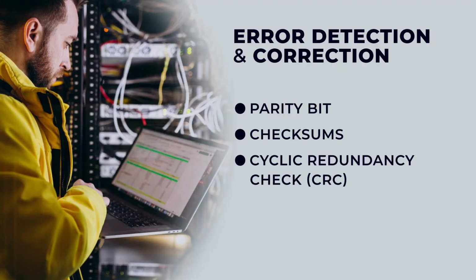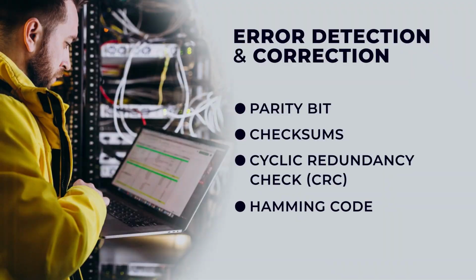Cyclic redundancy check, that is called CRC, uses polynomial division to detect errors in transmitted data. Another type of coding method is Hamming code. It detects and corrects single bit errors by adding redundant bits to the data.